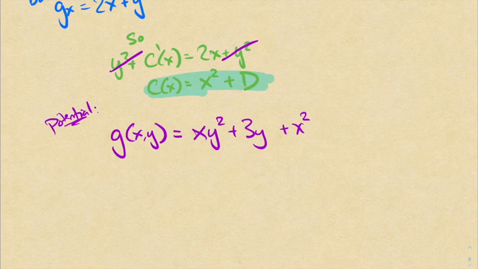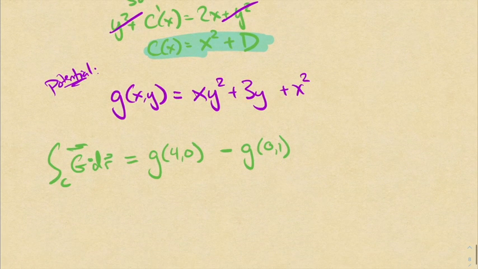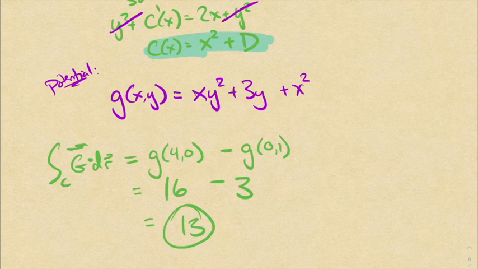And then apply the fundamental theorem. We said our endpoint was 4, 0, and our start point was 0, 1. So we just need to know what these values are. If y is 0, then the first two terms disappear. We get just 4 squared, which is 16. And if x is 0, the first and the third term disappear, and the middle term is just 3. So our answer for this vector field, 13.